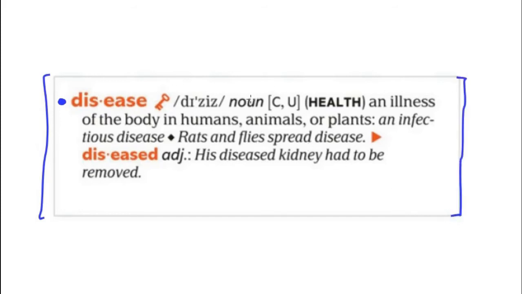And this is a dictionary entry, and it's about the word disease. So let's see how much information we can get from this entry. The first thing I can notice is it's telling us the part of speech. So we know that disease is a noun, it's not a verb.